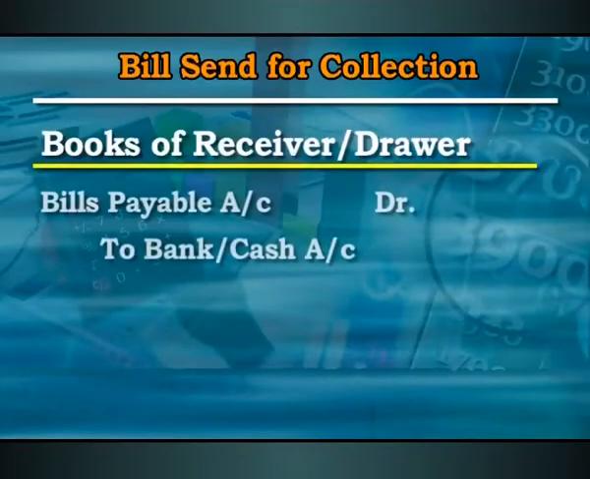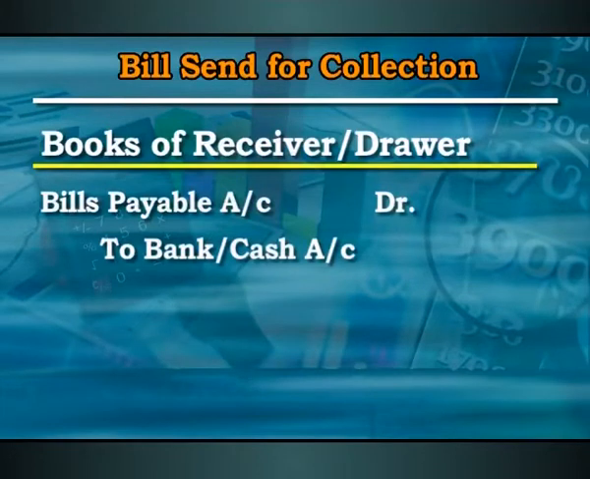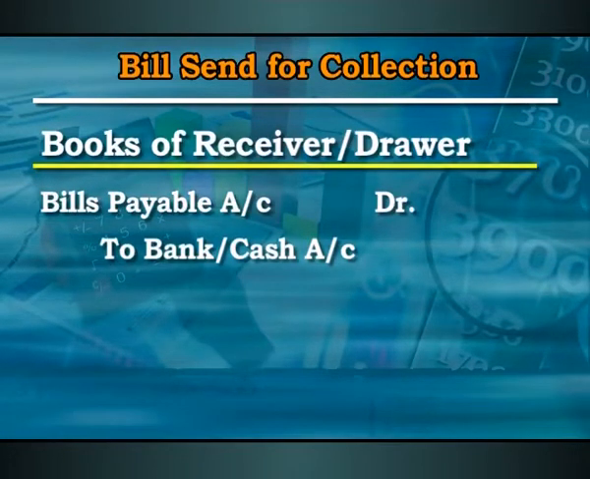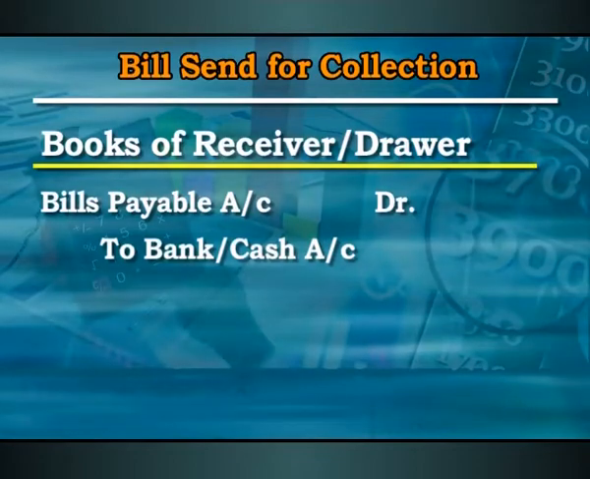Here he is going to make the entry bills payable account debit to bank or to cash, as the condition may be. So these are the situations or basic accounting treatments which we are going to meet in the books of account of the drawer and drawee. So far, we discussed all the important scenarios and all the accounting treatments that should be done in these 4 situations. I hope you have understood this chapter well.